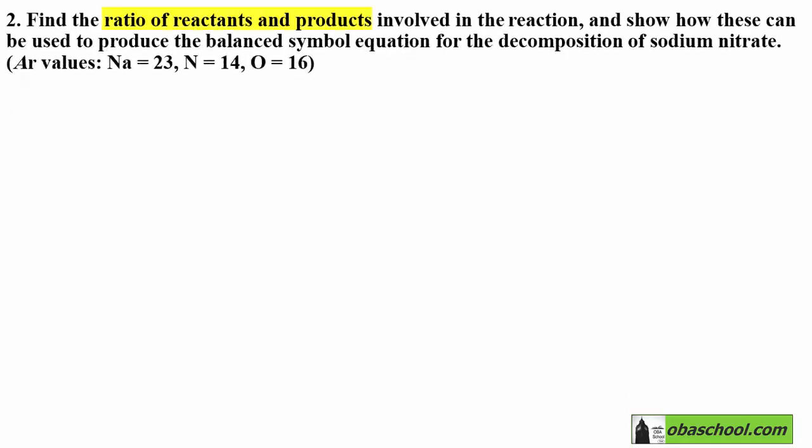Now we have to find the ratio of reactants and products involved in the reaction and show how these can be used to produce the balanced simple equation for the decomposition of sodium nitrate. So by the end of this question, we must balance the chemical equation for this decomposition reaction. We are given the relative atomic masses of sodium, nitrogen, and oxygen.